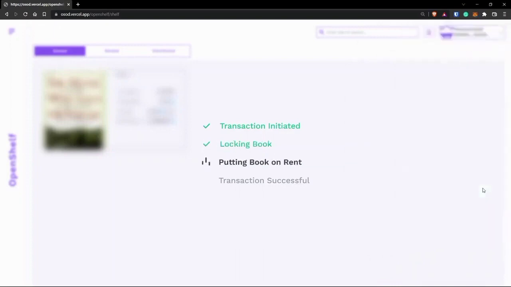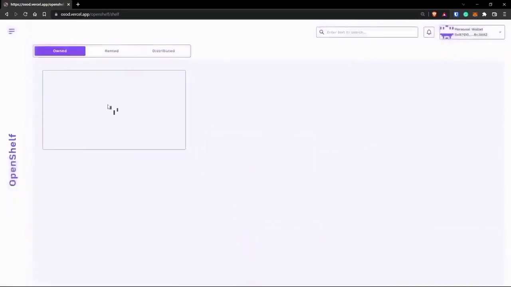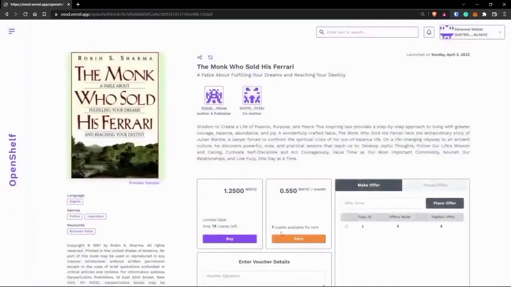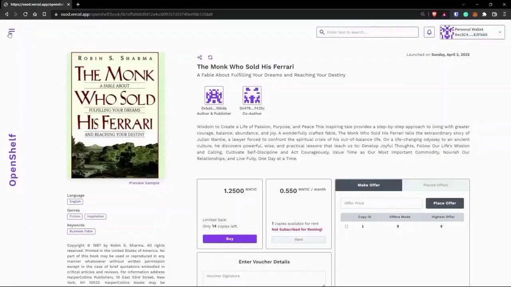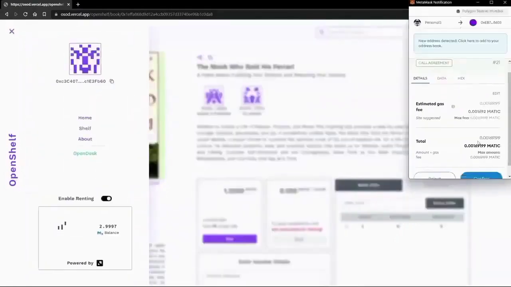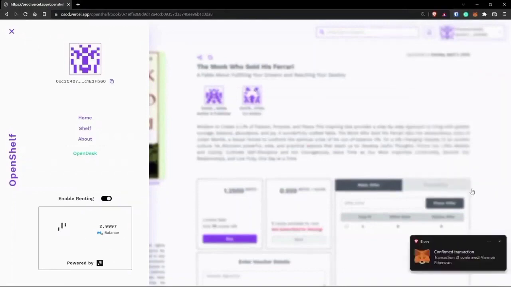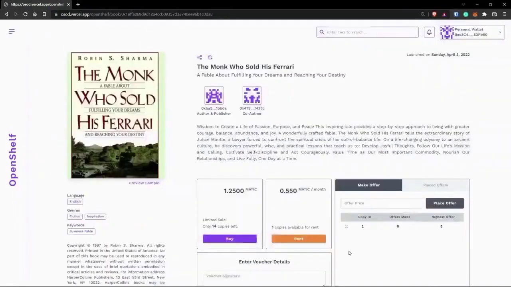Now, as we can see, the book has been put on rent. That should reflect on the marketplace like this. For any user to take this book on rent, he or she should first subscribe to the renting and then claim the book, giving the required amount as a flow rate to the owner of the book.